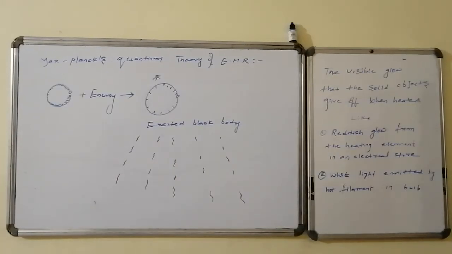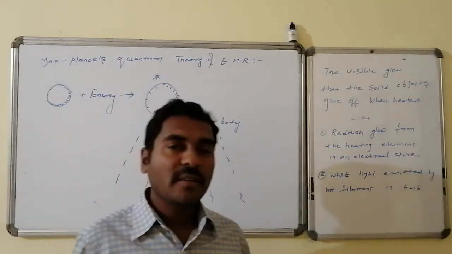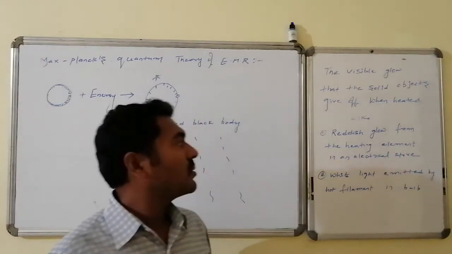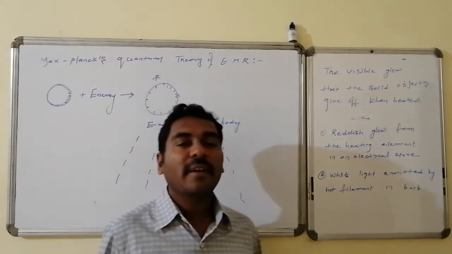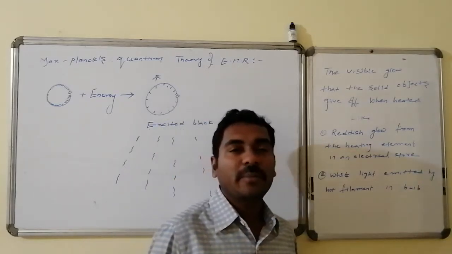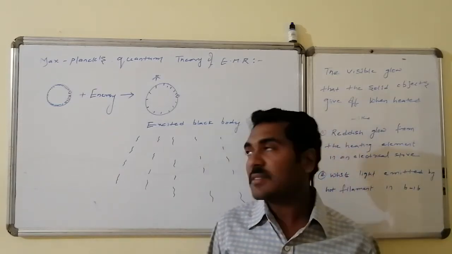The visible glow that solid objects give off when heated are examples of black body radiation. The best example is the reddish glow from the heating element in an electric stove. Similarly, the white light emitted by the hot filament in a bulb is an example of black body radiation.